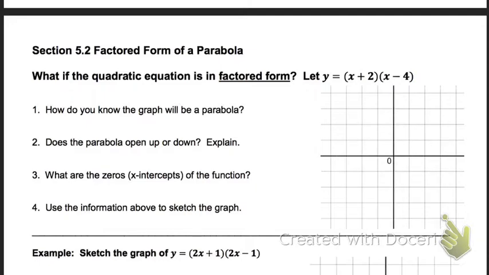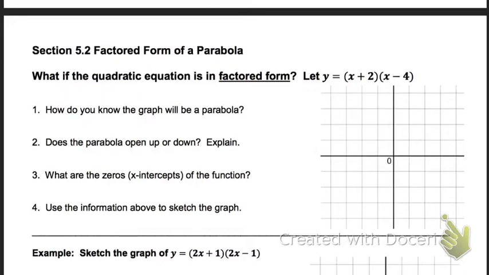So if it's already been factored for you, how do you graph that without having to multiply it all out and then use the standard form? Because we don't want to do that. We just want to be able to look at the factored form and graph it from there.